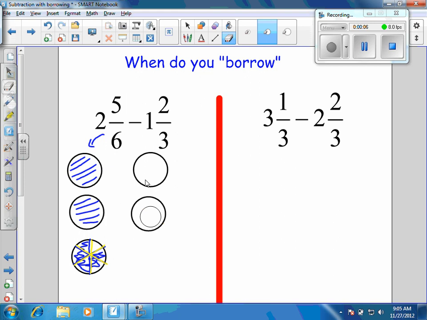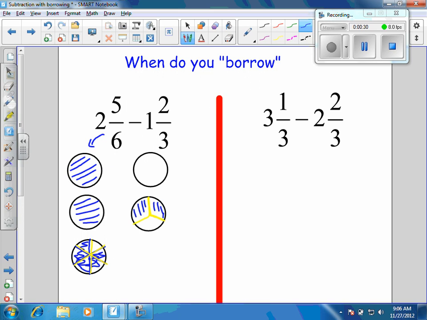What we have here on the left are pictures of 2 5/6, and I'm making a picture right now of 1 2/3, and it's still a little off, but thirds are like a peace sign. Okay, so if I had 2/3 there, I would be having 2 of the 3 parts shaded.